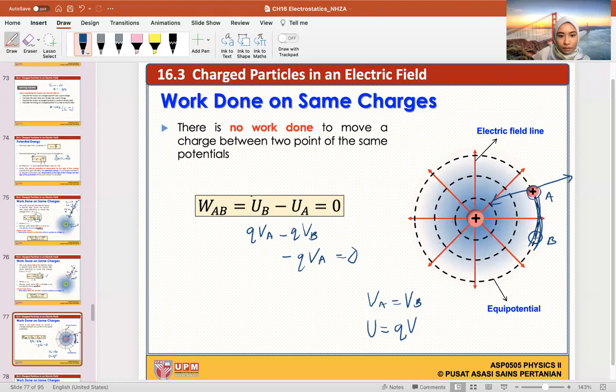This equation seems wrong. Wait, W_AB is minus delta PE, minus UB minus UA. It's reversed. So this should be minus positive. Never mind, but it is equal to 0. This equation is mathematically wrong, but just know that if you're moving within the same equipotential line, there's no work done.